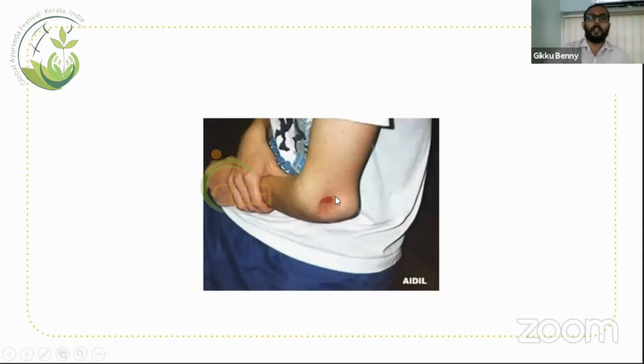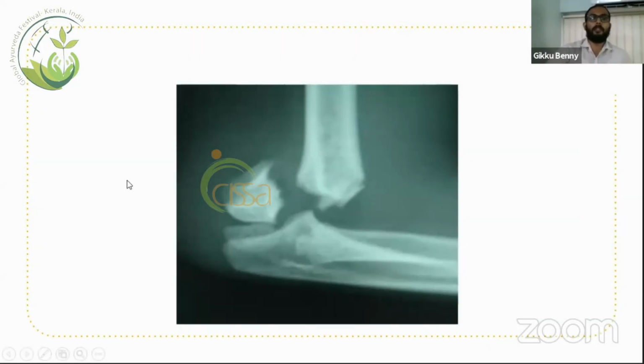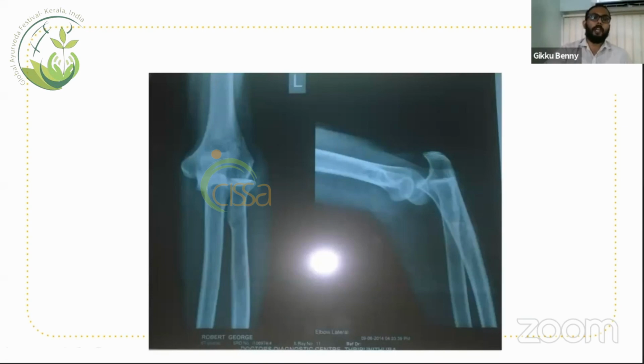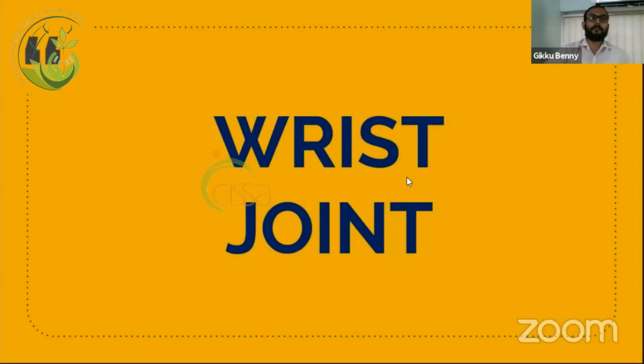And this is a case of supracondylar fracture of humerus. In this particular condition, there is a chance of brachial artery injury due to the proximal fragment, which causes Volkmann's ischemic contracture. To prevent that condition, in this particular case, it is better to go for surgical management and avoid conservative management. This is another case of posterior elbow dislocation managed.